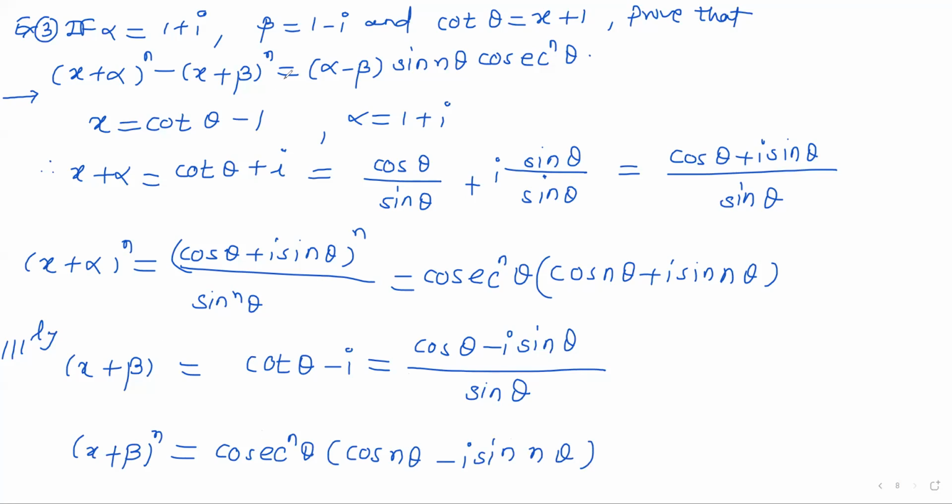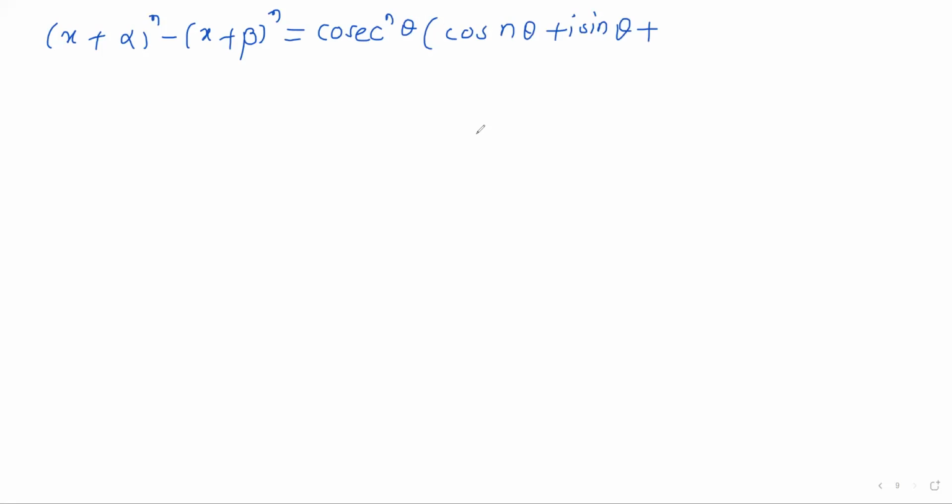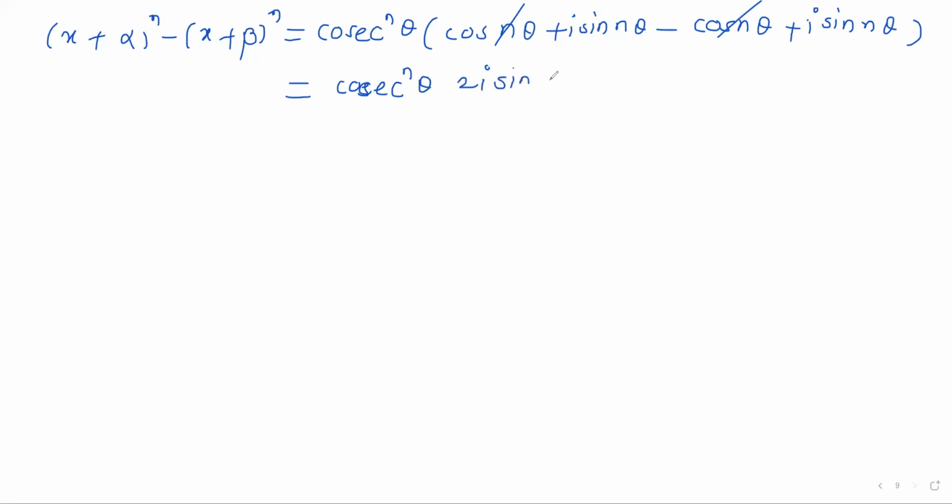Right? Now we have to subtract them. According to the question, we have to subtract them. So we have, continuing on next page, (x plus alpha) raised to n minus (x plus beta) raised to n. It will be nothing but cosec raised to n theta, which is in both. In the bracket, what happens? cos of n theta plus i sin n theta and cos of n theta minus i sin n theta. So minus i sin n theta and plus i sin n theta, cancel. Let me write it here: cos of n theta plus i sin of n theta minus cos of n theta minus minus plus i sin of n theta. So these two get cancelled and the final answer you get is cosec raised to n theta into 2i sin of n theta.